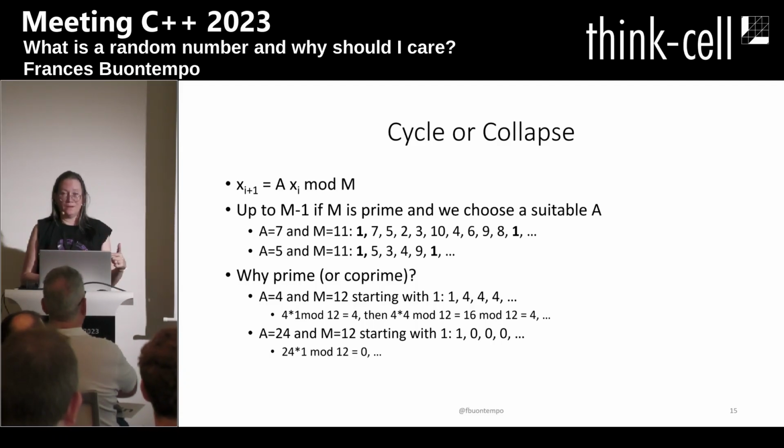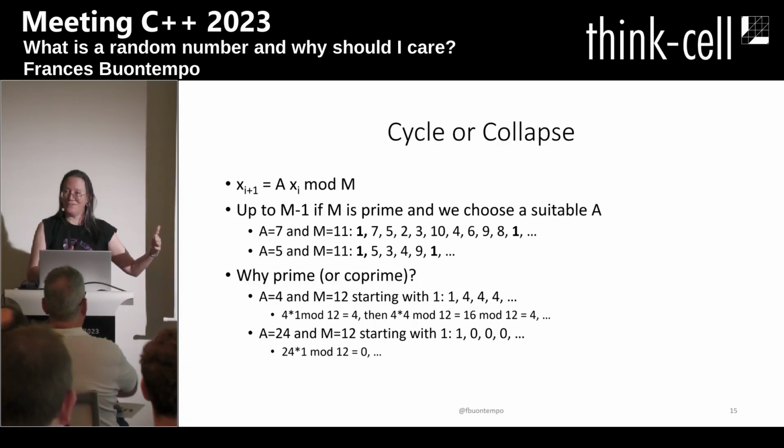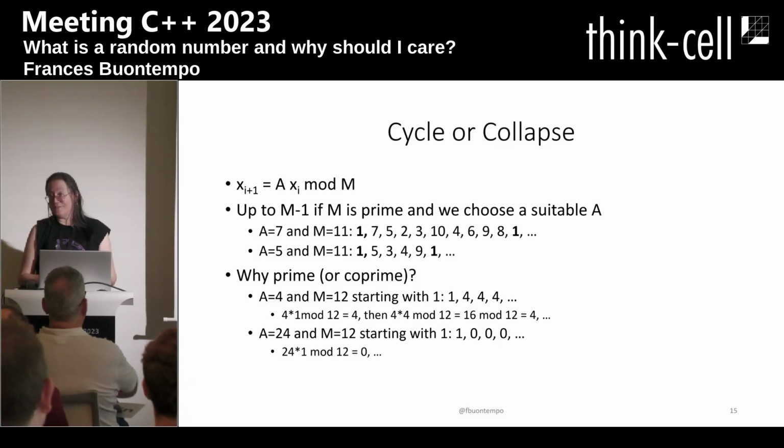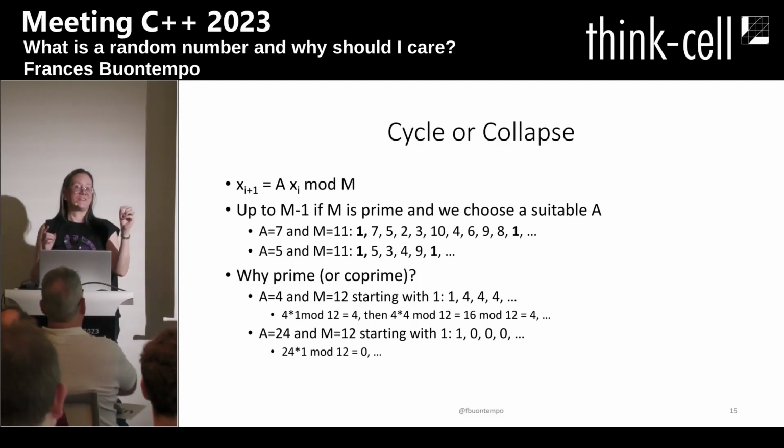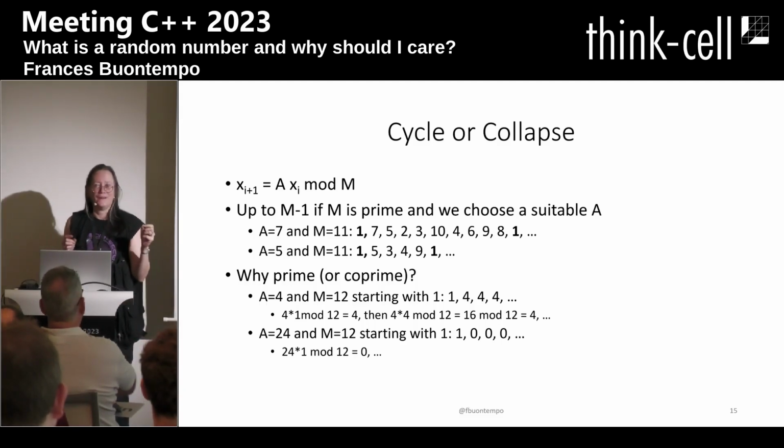We start with 1, and then if you do the maths, 7 times 1 mod 11, well that's 7, and do it again, and do it again. Eventually you get back to 1. We already know what we're going to get after 1, so you get this cycle. You get all the digits. If you chose a was 5 instead, then you go back to 1 much more quickly and you don't get all the digits. So that choice of a makes a big difference.